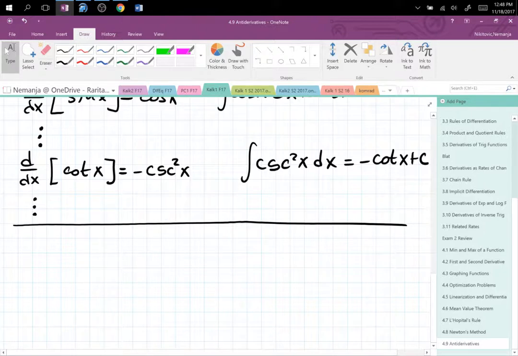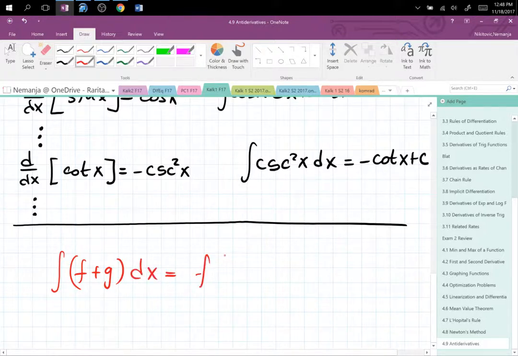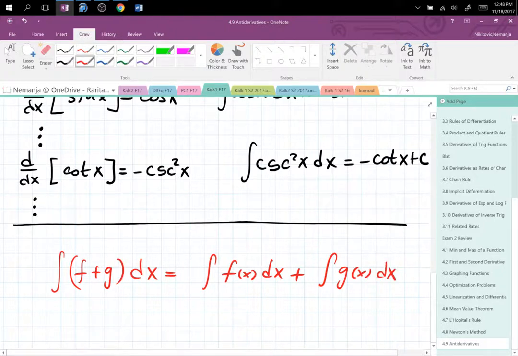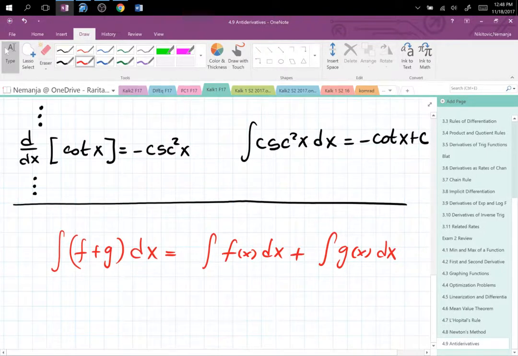We have to write more formulas now. Now these formulas are important. So integral of f plus g dx is integral f of x dx plus integral g of x dx. It's just a long s. Actually, that's true. You don't put a line through a long s. Yes. Integral sign is long s. And we'll see why in chapter 5.